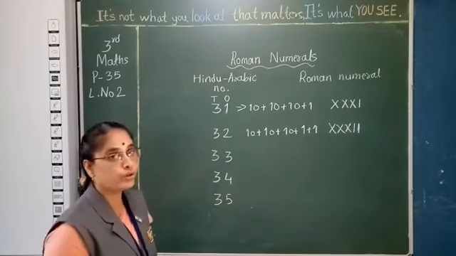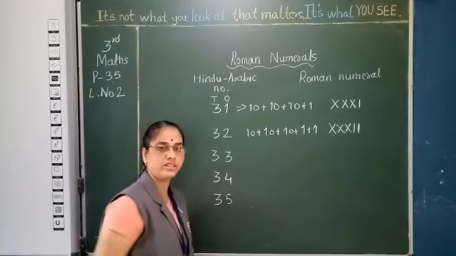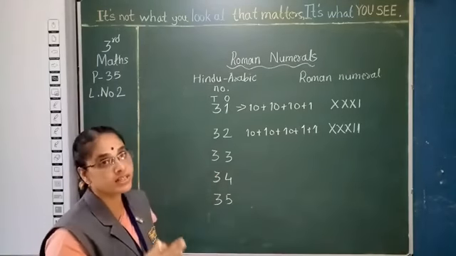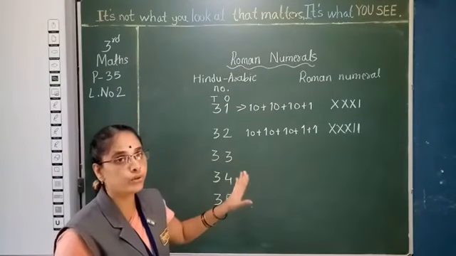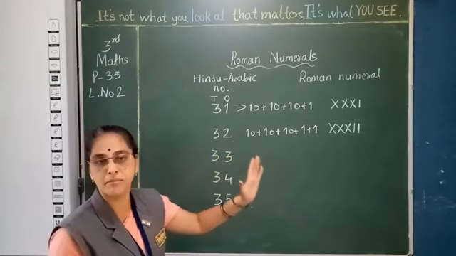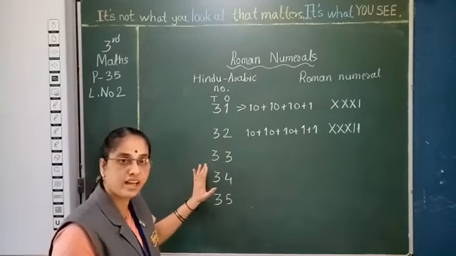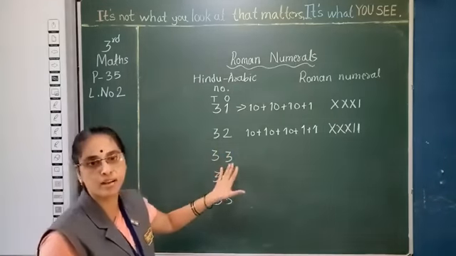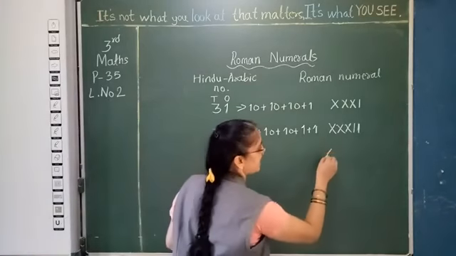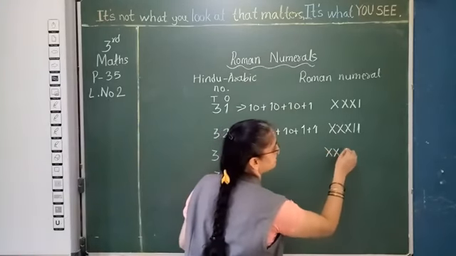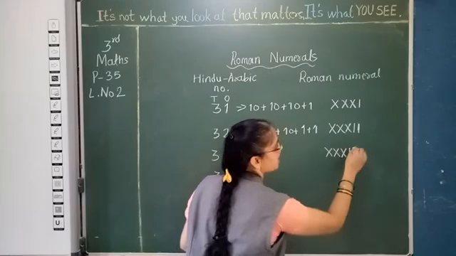In the same way, you are going to expand the number 33, that is 10 plus 10 plus 10 and 3 also, that is 1 plus 1 plus 1. That means 3 times 10 you are going to write and 3 times 1 you are going to add. So how are you going to represent that? That is XXXIII.